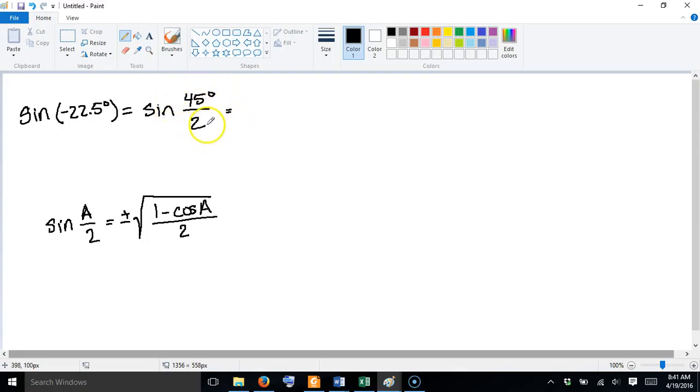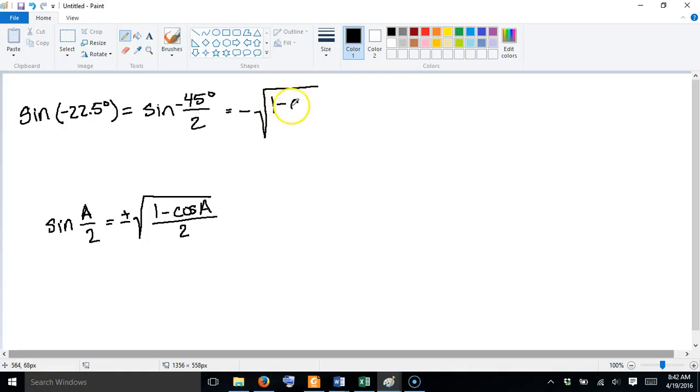Because 45 divided by 2 is negative 22.5, and we need a negative here. Before we plug things into the identity, let's look at this. Negative 22.5 is going to be in the fourth quadrant, and the fourth quadrant means our sine value is going to be negative. So instead of saying plus or minus, I'm just going to put a minus sign here.